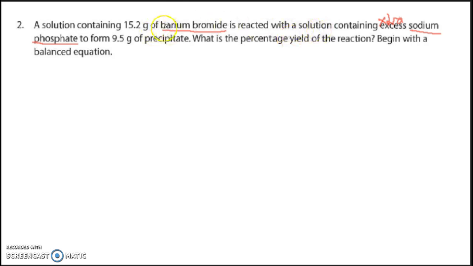Begin with the balanced equation. So barium bromide. Barium is a +2, it's in group 2. Bromide is bromine, it's a -1. So I start off with BaBr2. Solution. Sodium is in group 1, it's +1. Phosphate is a polyatomic. It's got a -3 charge. Cross my charges in a Na3PO4, and that's the solution.